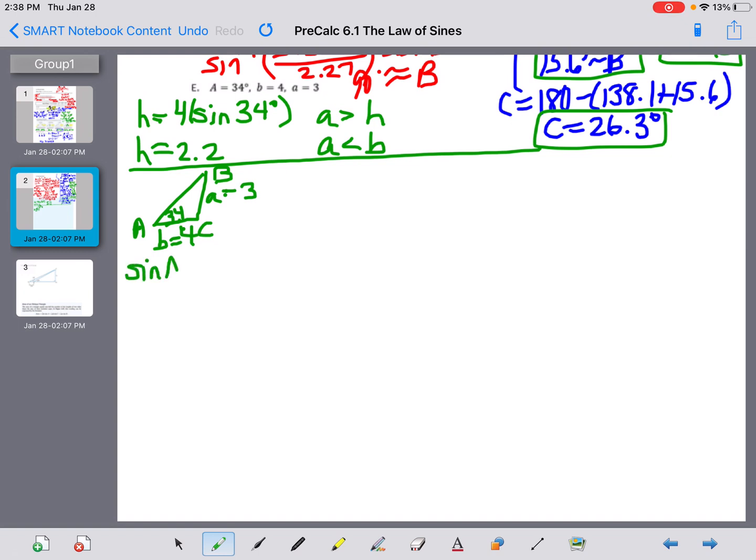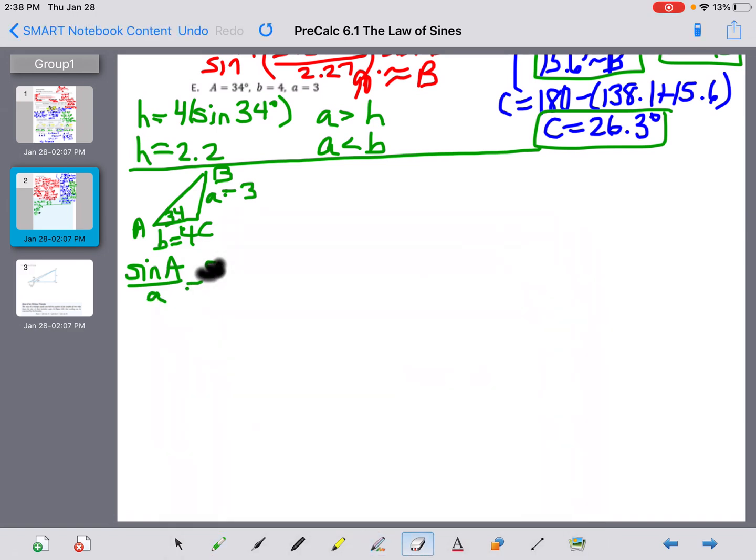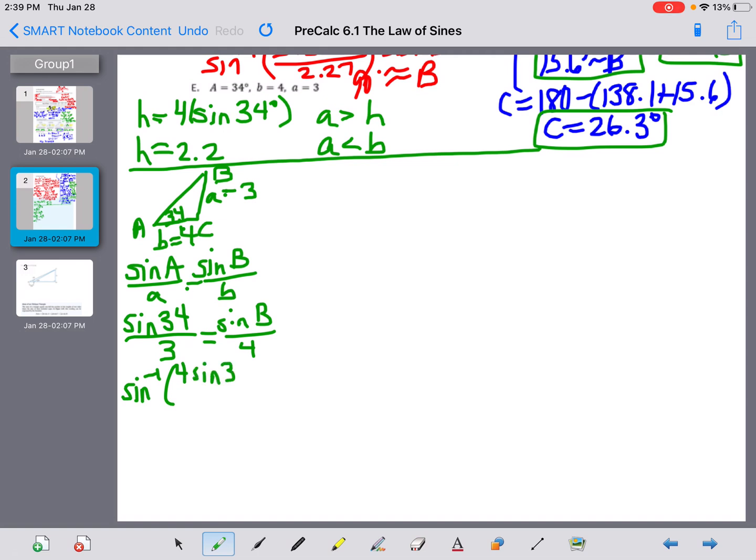Sine of A over a, and I'm going to go with sine of B over b because I know at least the side b. So I have the sine of 34 over 3 equals the sine of B over 4. Okay, so quick reminder, that's going to be 4 times the sine of 34. I'm going to end up taking the sine inverse of 4 times the sine of 34 all over 3 to find my B.